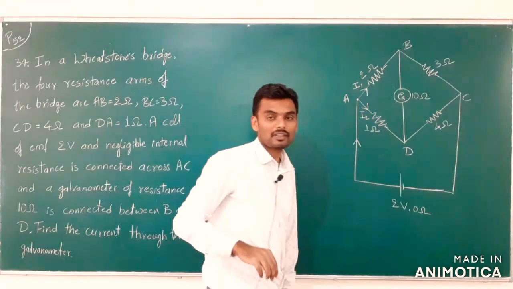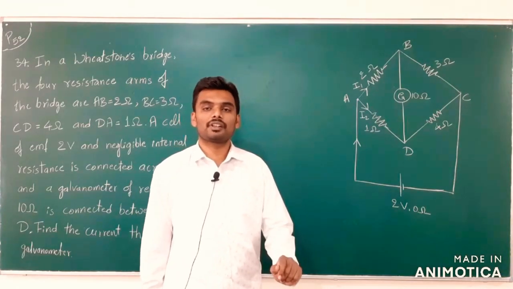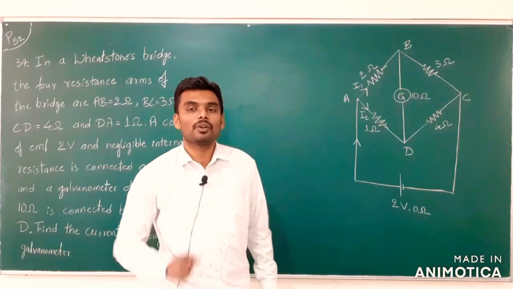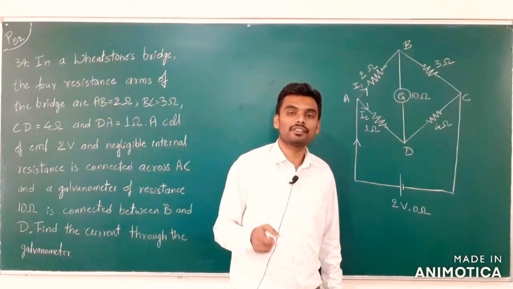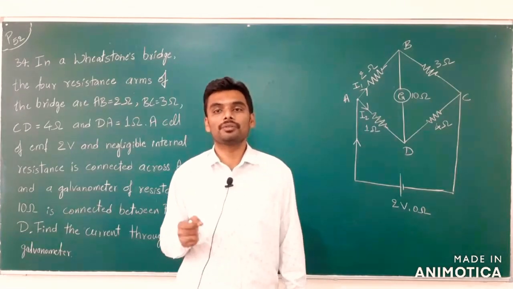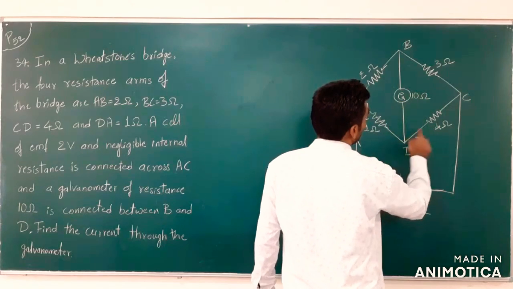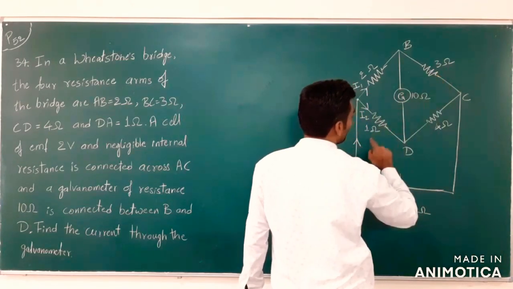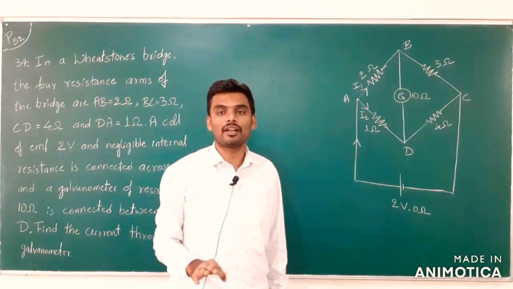Before naming the currents, when this kind of problem is given, first you should check whether the Wheatstone's network is balanced or not. What is the condition of balance? The condition of a balanced Wheatstone's network says P by Q is equal to R by S. Is it true for this? 2 by 3 is not equal to 1 by 4, right? So this circuit is not balanced.